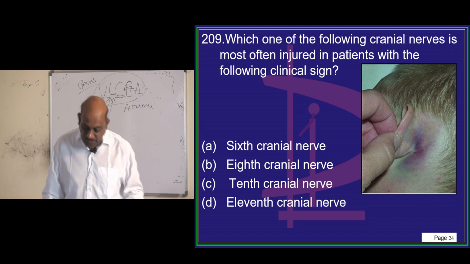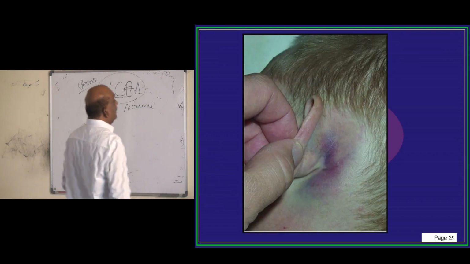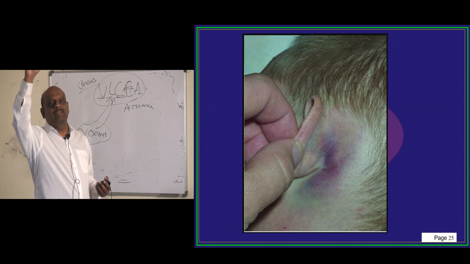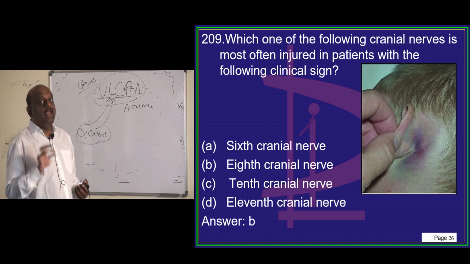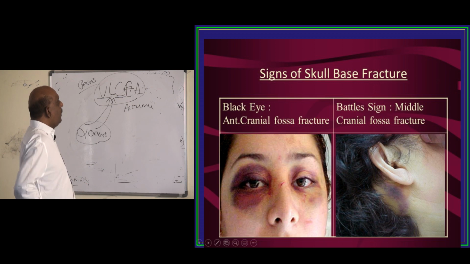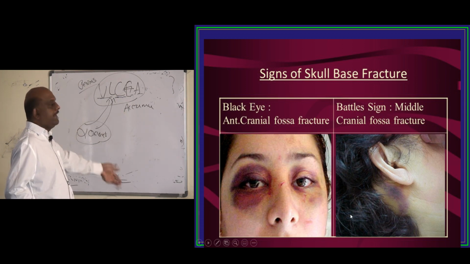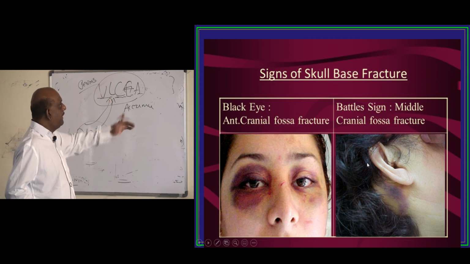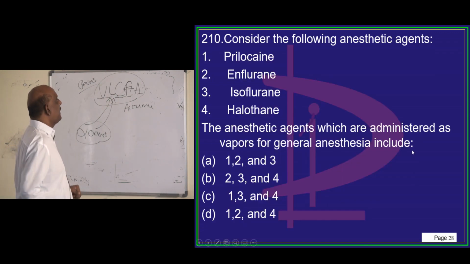Yes. Very good. Anu rightly says Battle sign is what you have to remember. So Battle sign means there is a middle cranial fossa injury. In middle cranial fossa injury, the 8th cranial nerve is the one which is most often affected. If there is any black eye, that is a sign of anterior cranial fossa fracture. If there is bleeding behind the ear, then that is a sign of middle cranial fossa fracture, is what you have to basically understand.